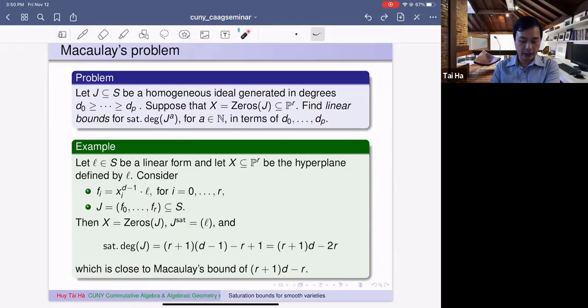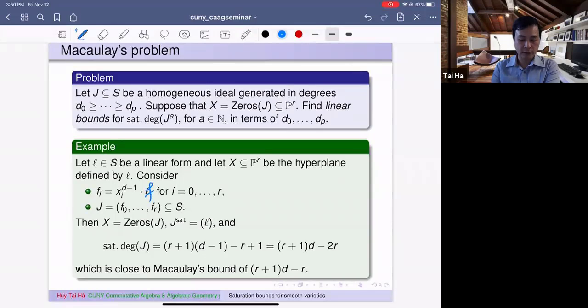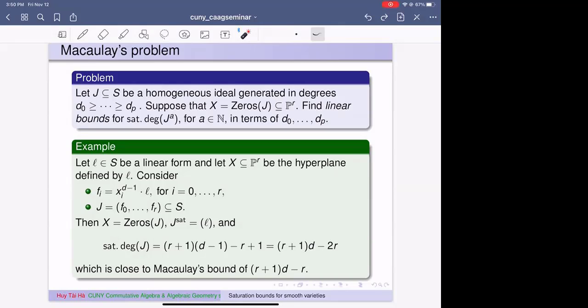So you can play the game by looking at different ideals J, where J is given by taking F and multiplying with high enough powers of I. Then yes, in that case you can also compute the saturation degree. And I guess there you probably also have the same formula, right? Yes. Sounds good. Thank you.